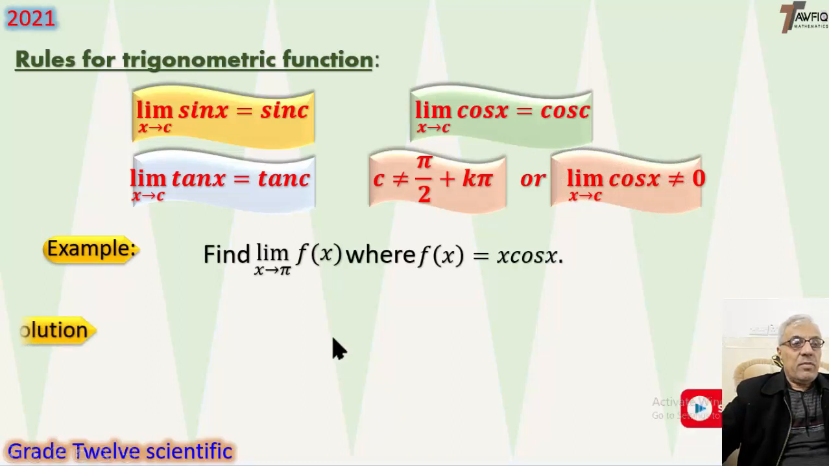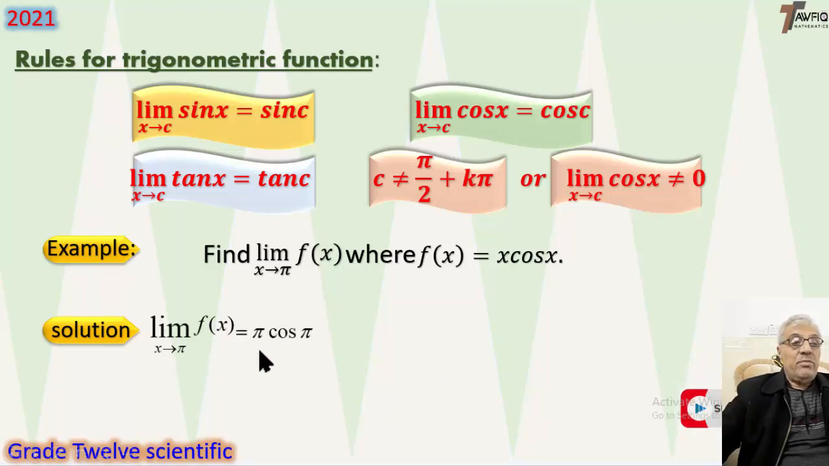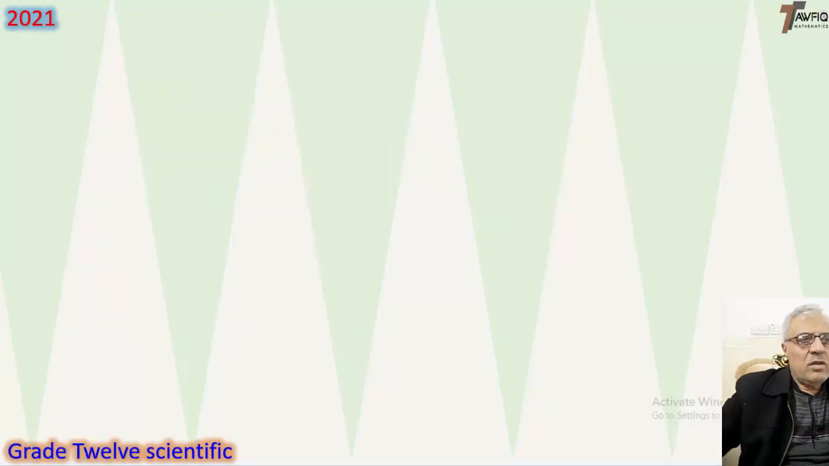Example: find the limit as x approaches pi of f(x), where f(x) is x cosine x. The limit as x approaches pi for f(x) is replacing pi in place of x. It becomes pi cosine pi. Cosine pi is minus 1, then the result is minus pi.